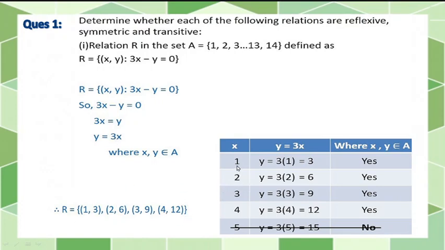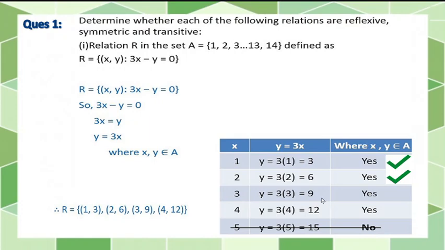Let's take x as 1. If x is 1 then y is 3. Do we have 3 in this set? Yes, we have. So this ordered pair (1, 3) will come in the relation. If x is 2, y is 6. 6 is also the element of this set. So yes, this ordered pair will also come in the relation.